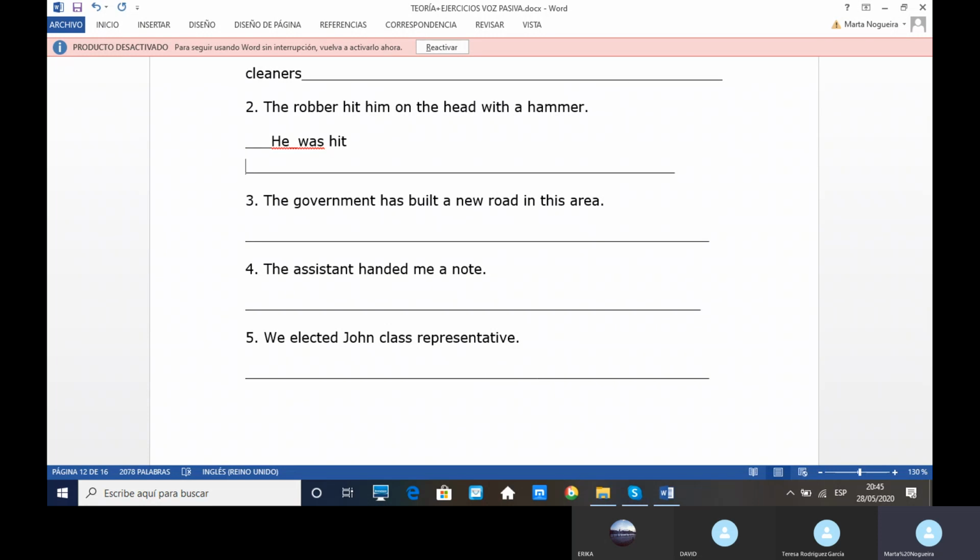And you can have two alternatives. You can put by the robber on the head with a hammer, or he was hit, I prefer, on the head with a hammer by the robber. Okay, he was hit. Okay, the robber hit him. He was hit by the robber. Okay.